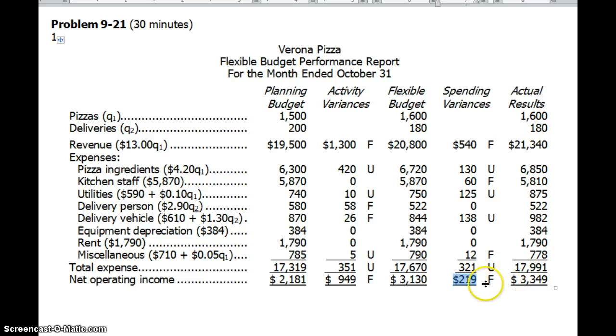Overall, we must be pretty happy. We have almost a $1,200, it's actually $1,168 favorable variance between the plan and actual, and the activity variance and the spending variance do a nice job of identifying why we have a difference between the plan and actual. This does it for our discussion of problem 921.